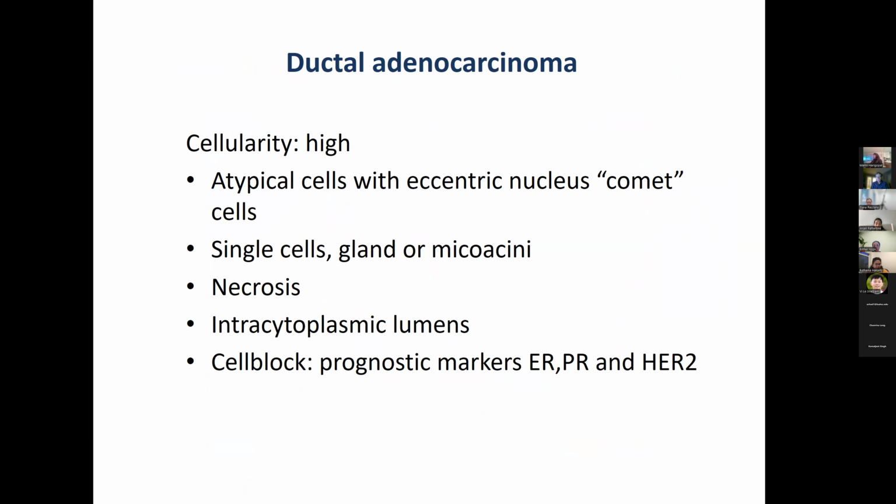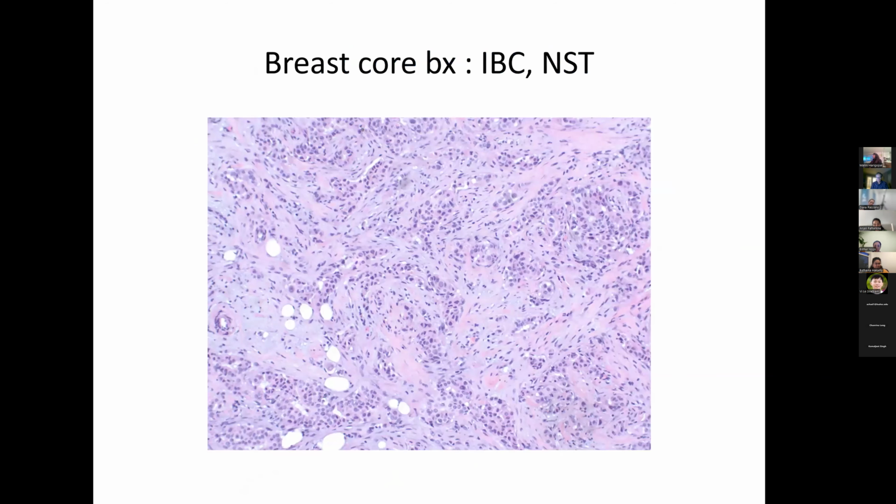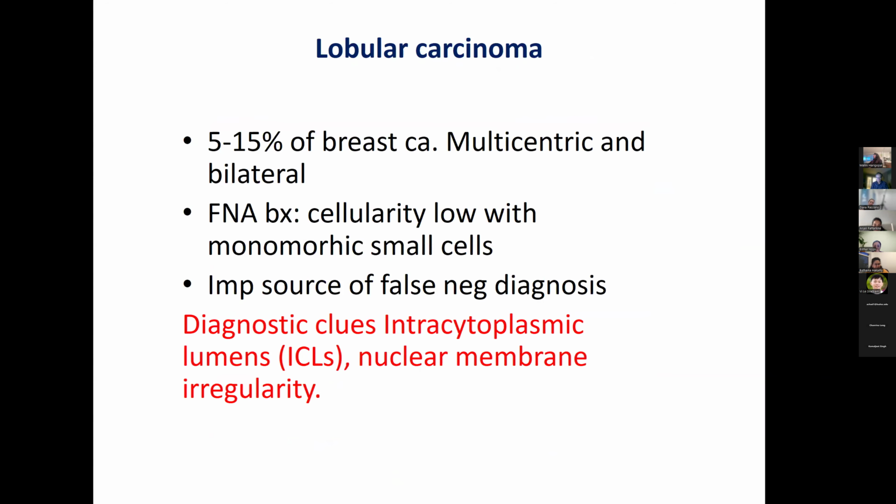Try to obtain a cell block so you can do your prognostic markers like estrogen receptors, PR, and HER2. So again, more examples of plasmacytoid appearance. And this is a histology correlate where you have invasive ductal carcinoma cells invading the stroma. Stroma is reactive and very desmoplastic.